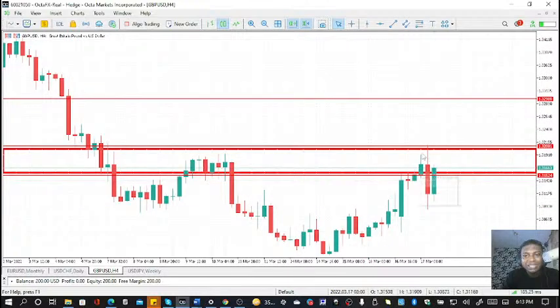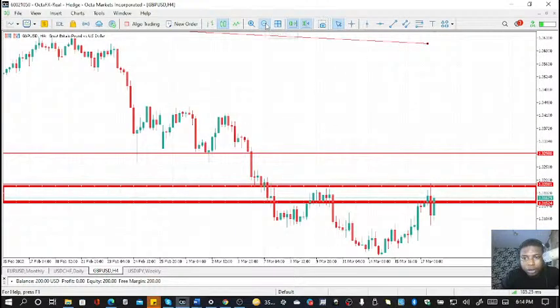Shows that there is a significant sell-off in the last 4 hours candles. So currently this one is at this region. Now there are higher chances that this price will move down. So what are we going to do here? We are going to short this market.